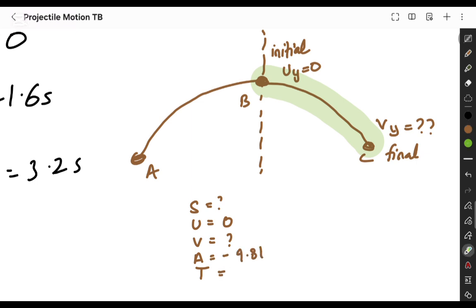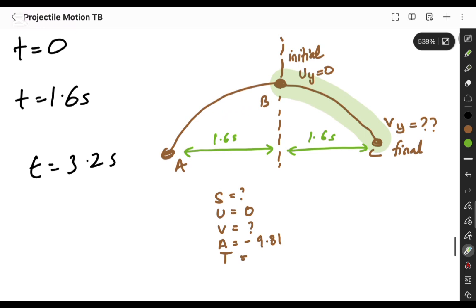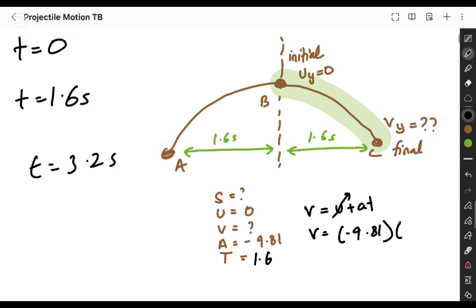Now for the time, there's a very cool thing here. This part of the projectile motion, to go from A to B, it's going to take us 1.6 seconds. And to go from B to C, it's also going to take us 1.6 seconds. I'll explain this a bit more. Just give me a little bit of time and let me calculate the final velocity. Let me calculate this and then I'll explain why this is true. So let's put 1.6 here, and we're going to use the equation v equals u plus at. So v is going to be equal to 0 minus 9.81 times 1.6.